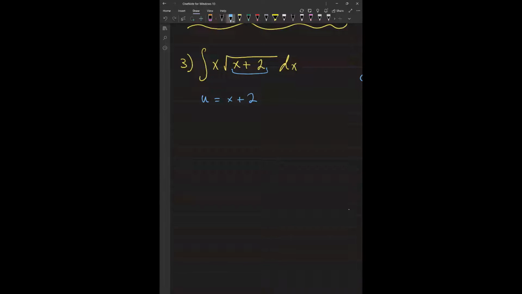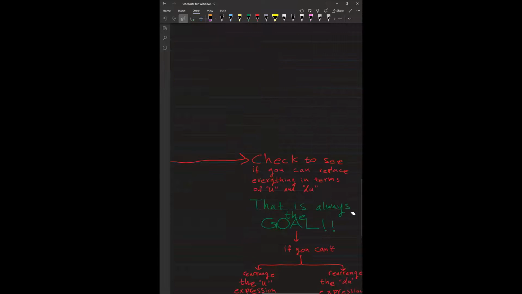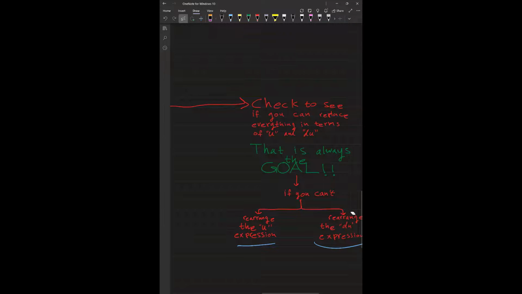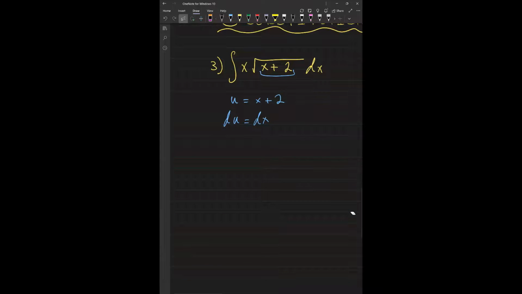Second step, find the derivative. This is basically 0, and this becomes 1. Sorry, so this becomes 1, and then this becomes 0. So dx. Okay, this is just to simplify it. You can write it as this, basically. Right, now, we have to ask ourselves this question right here. Check to see if you can replace everything in terms of u and du. Can we replace everything in terms of u and du?